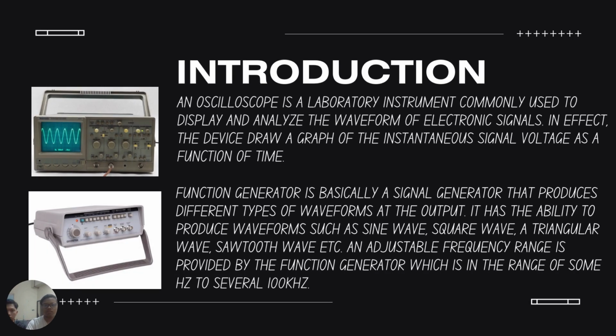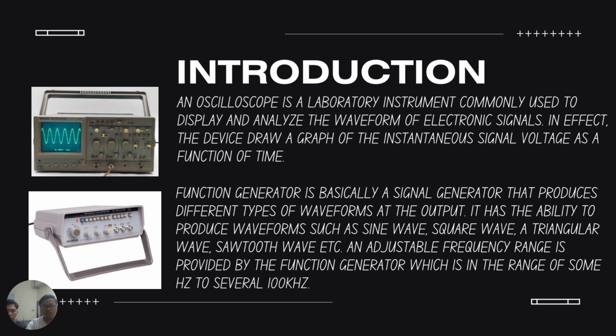And this is my first batch introduction. An oscilloscope is a laboratory instrument commonly used to display and analyze the waveform of electronic signals. In effect, the device draws a graph of the instantaneous signal voltage as a function of time.